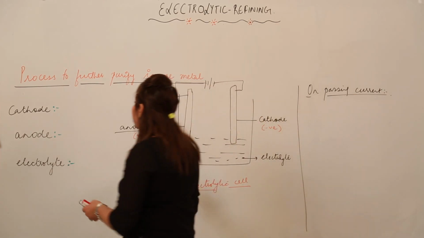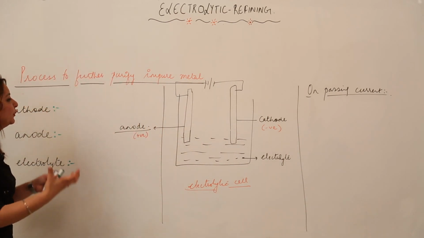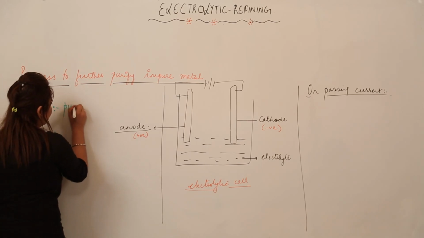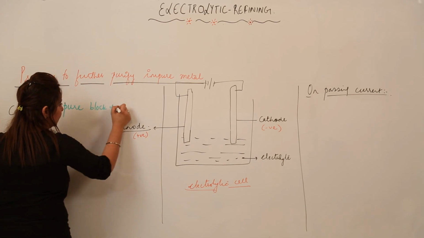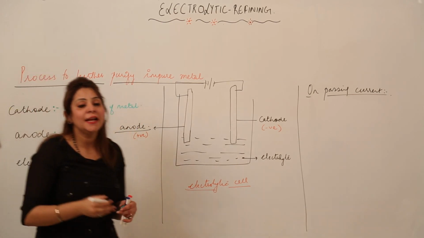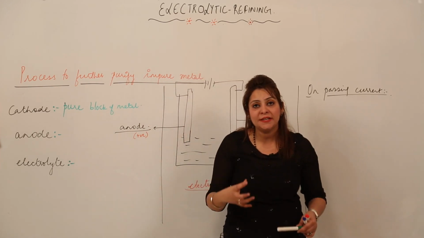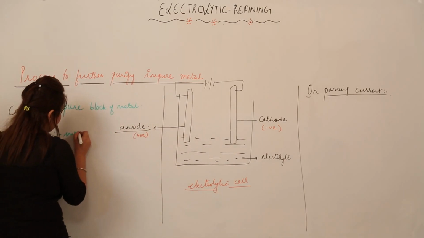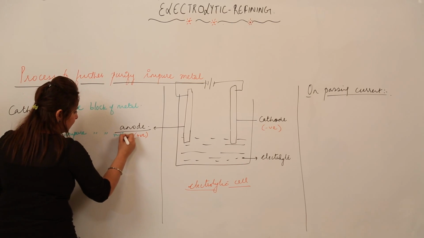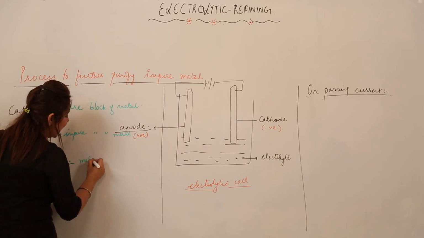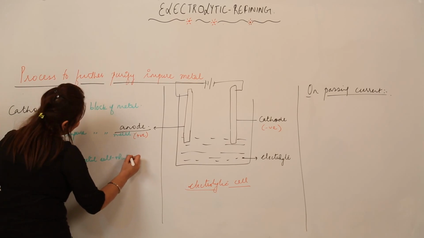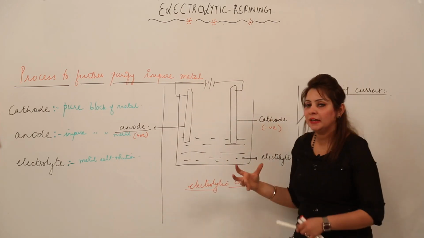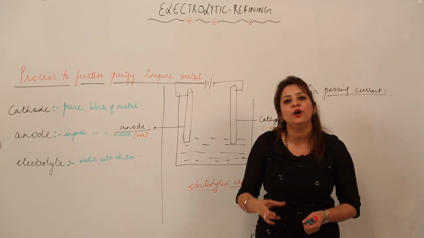In this process of electrolytic refining, we take a cathode, an anode and an electrolyte. The cathode is made up of a pure block of the metal we need to purify, and the anode is the impure block of that metal. The electrolyte is a solution of a salt of that metal. To help you understand, I am taking the example of electrorefining of copper.